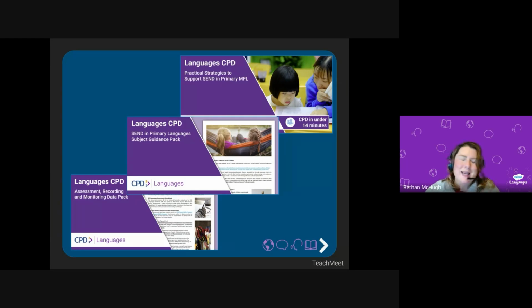Monitor how your groups are working. Think about rest breaks, think about boundaries, think about your clear expectations, and just making sure that you're doing what you can to help children.